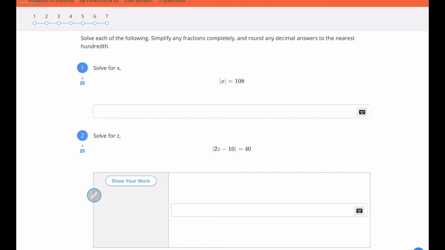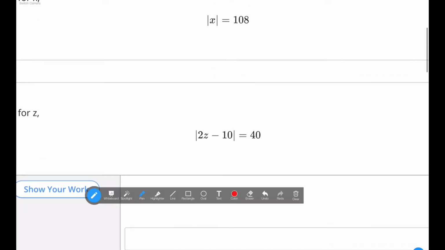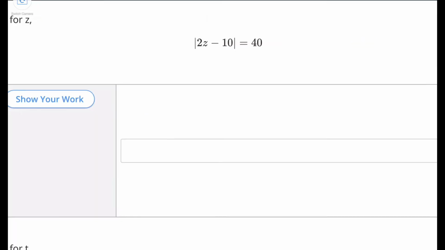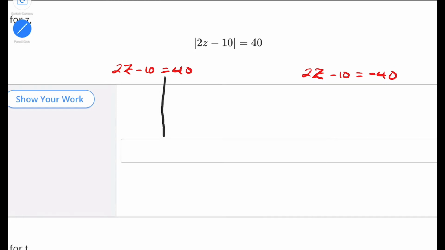Okay, number one, it said the absolute value of x is 108. Which means that x equals 108 and x equals negative 108. So we are going to make two equations: 2z minus 10 equals 40 and 2z minus 10 equals negative 40. Then you are going to solve for both equations.